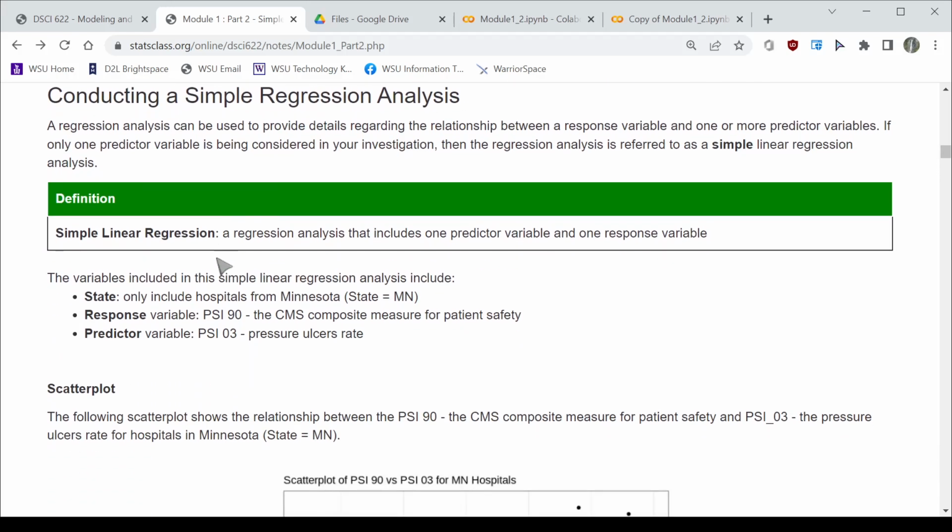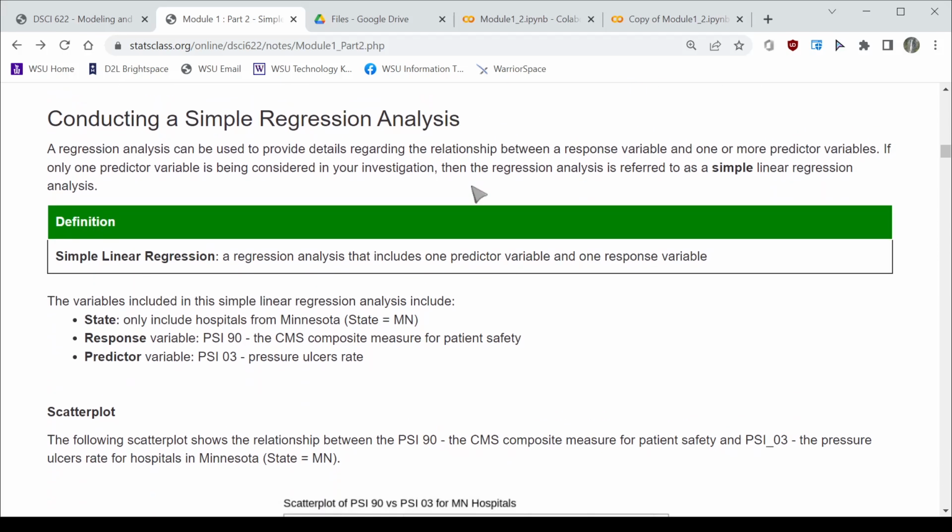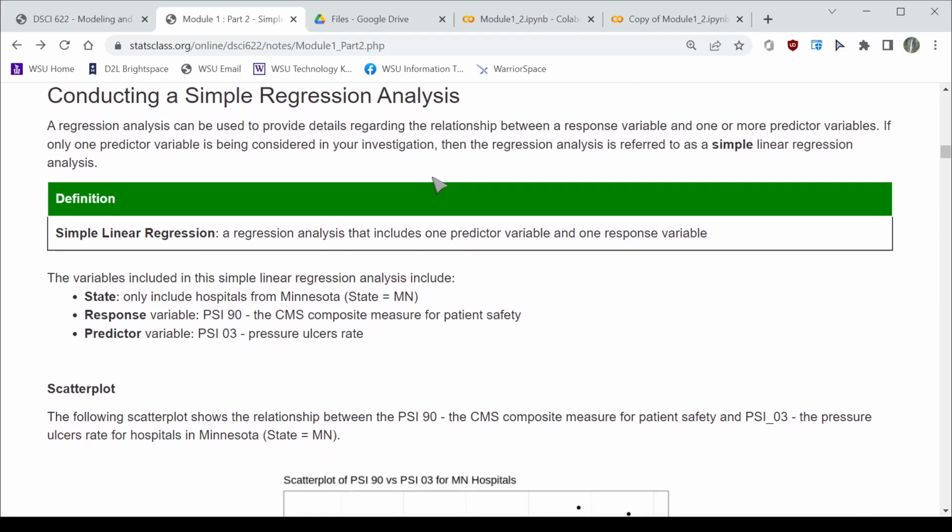Okay, so how do I conduct a simple linear regression analysis then? This is done using certainly our computing technologies. We don't want to do this work by hand. So I'm going to be using R to do that, but you can use other software packages as well. Again, a regression analysis is used to provide details regarding the relationship between the response and one or more predictor variables. If I'm doing a simple linear regression, that just means I have one predictor variable here.